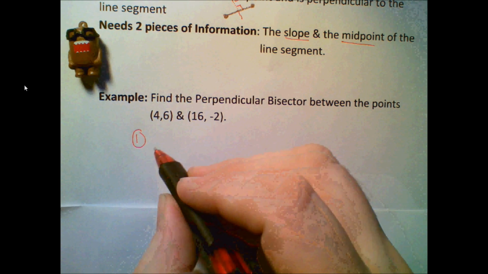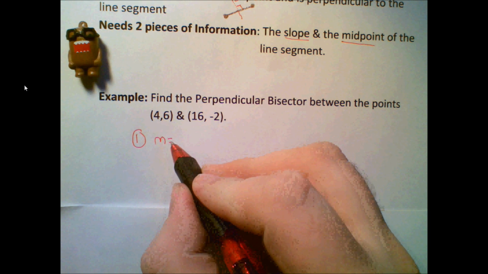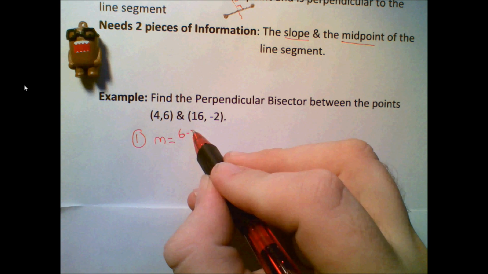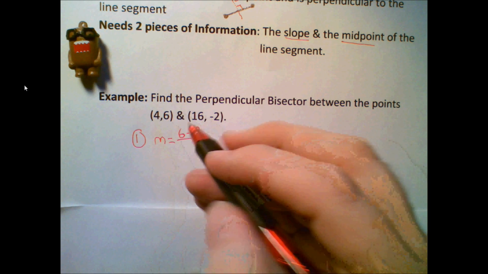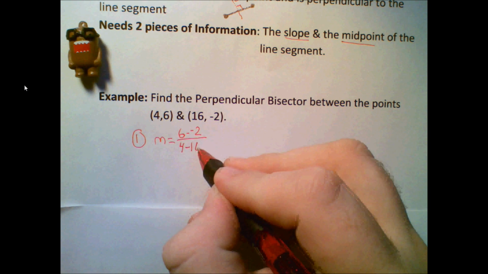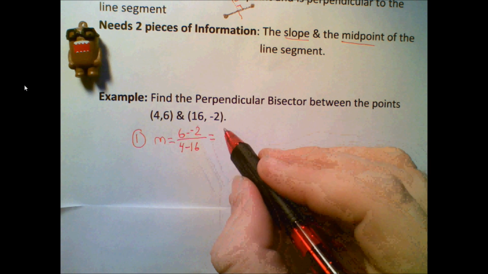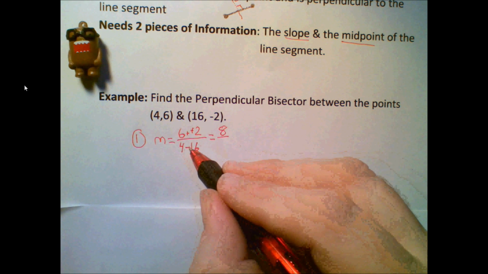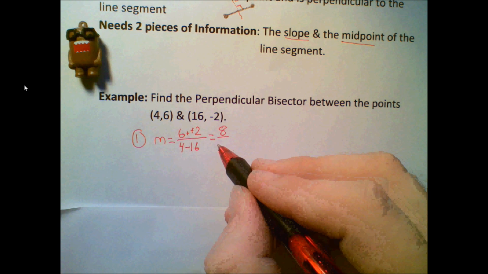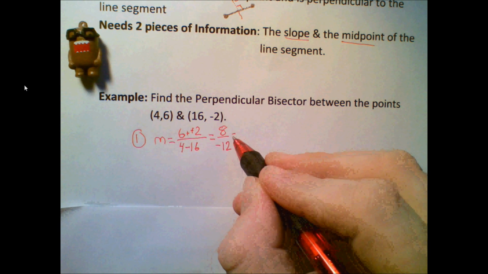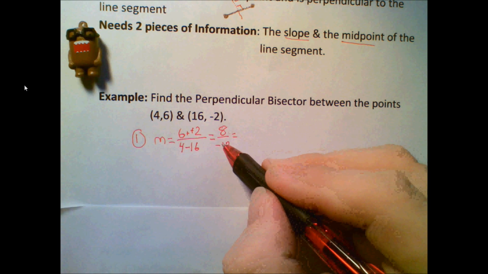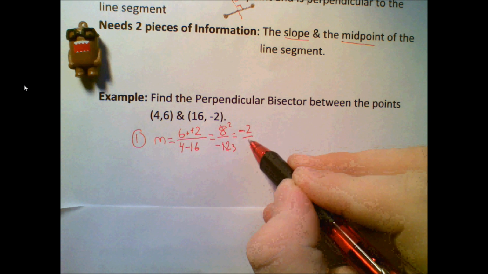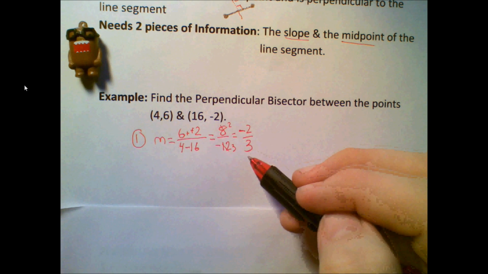The slope is going to be equal to the difference of the y's, so we're going to do 6 minus negative 2, all over 4 minus 16. When we simplify that, we get 6 plus 2, which is 8, over 4 minus 16, that's negative 12. We can simplify that. You can reduce it by 4, so you end up getting 2 and 3 here. So the slope of the original line is negative 2 over 3.